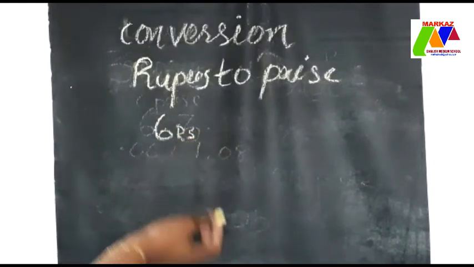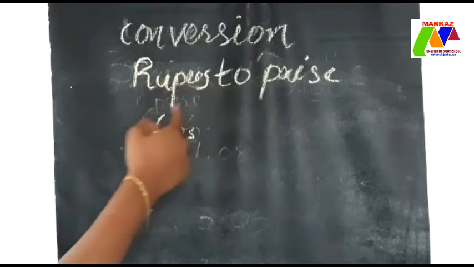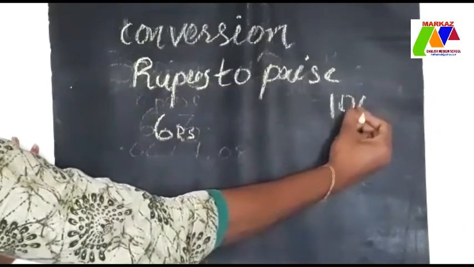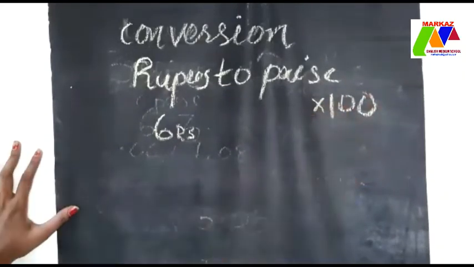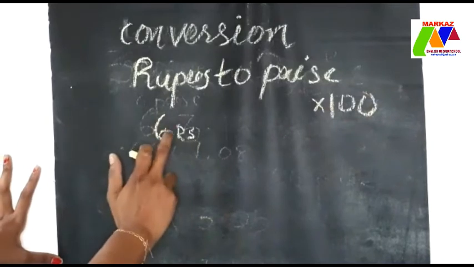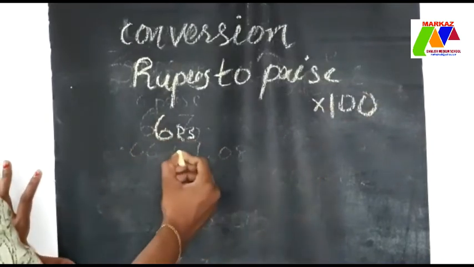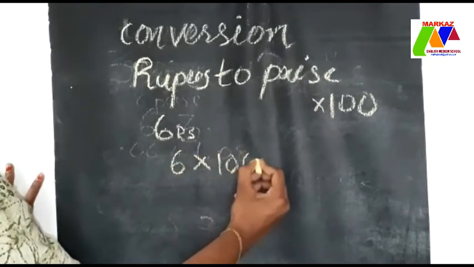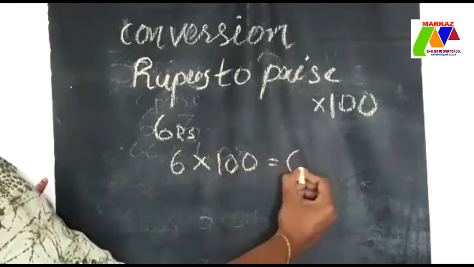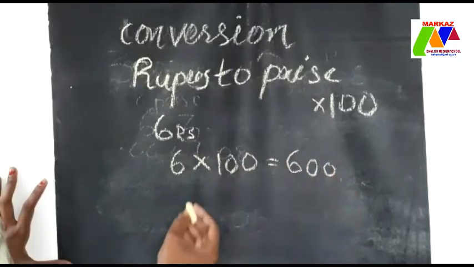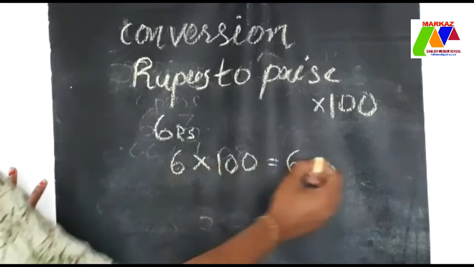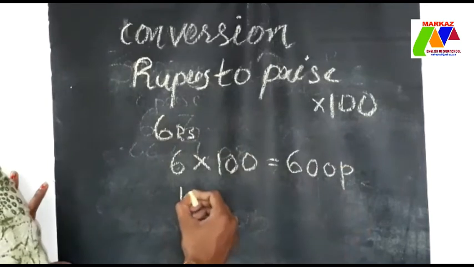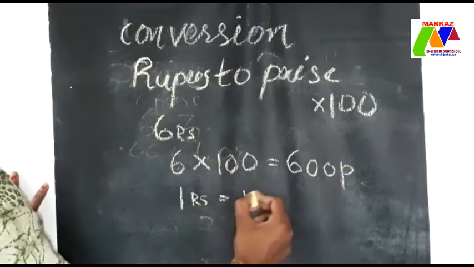Students, I already said, to convert rupees into paise, what we have to do? We have to multiply it by 100. Now let us study how to convert this 6 rupees into paise. We have to multiply the 6 with 100. So the answer is 600. 6 rupees is equal to 600 paise. And always remember, 1 rupee is equal to 100 paise.